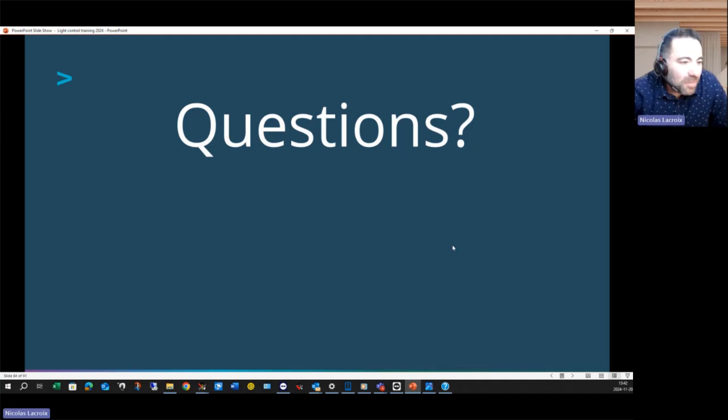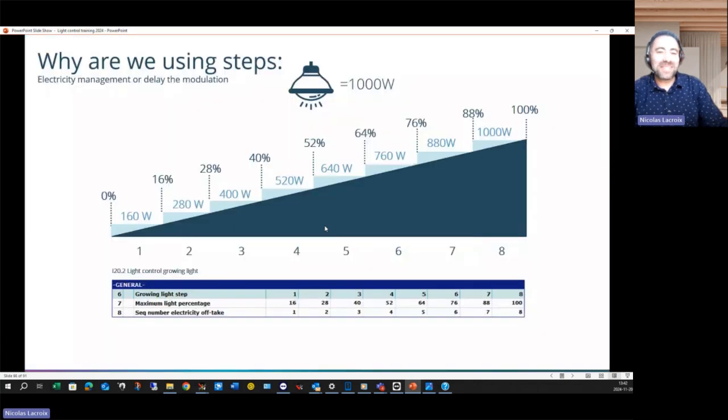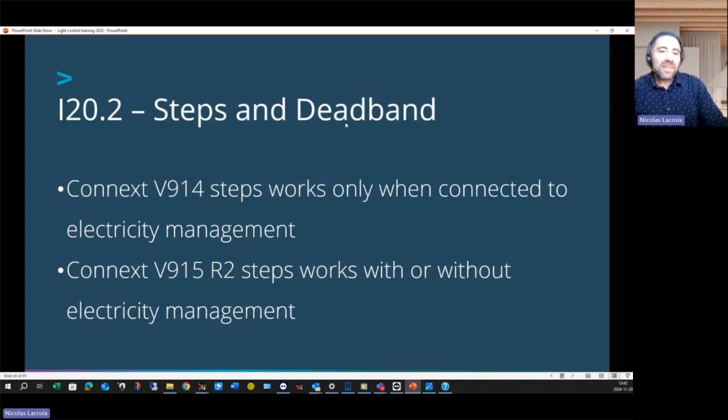Any question about that part, the influence, or was that an easy part? Okay. So now we will see the steps and the deadband. That one is not easy, but you will see.